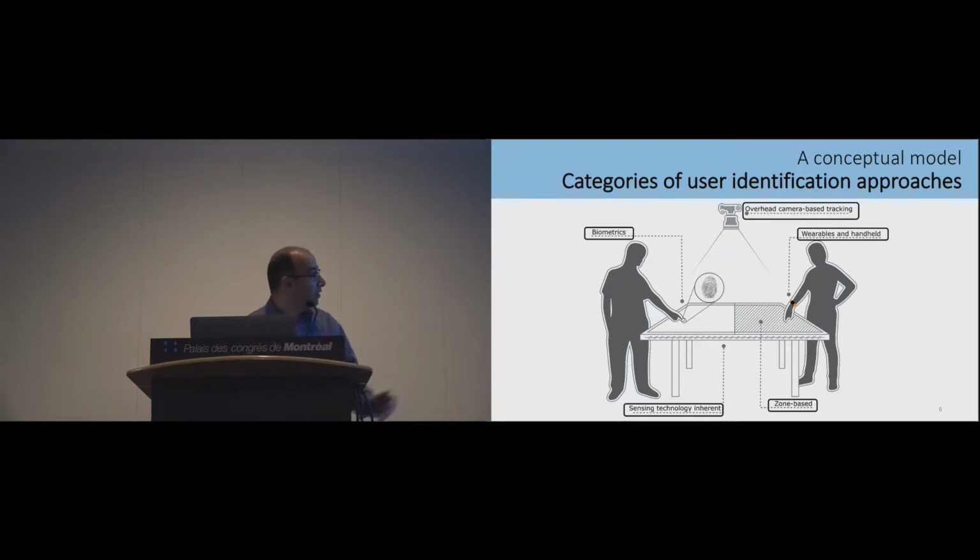And then we have sensing technology inherent, where the identification is built into the touch sensing mechanism, such as a system called DiamondTouch. And then we have zone-based, where identification is based on the location of interaction. And finally, we have wearables and handheld, where identification is either done through wearing a finger ring, a wristband, or a glove in terms of wearables, or holding a phone and interacting with the surface using the phone.